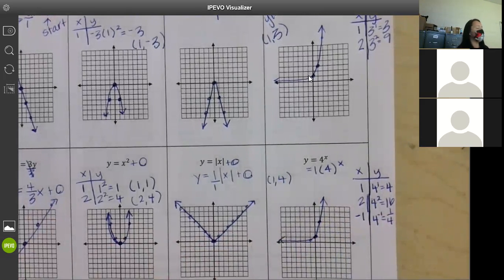Any questions on this first page, how to graph? Again, you should be able to do it. When you do your homework or your tests or your quizzes or anything like that, use your calculator and get your points from the table. I don't care. You don't have to know how to graph it by hand.